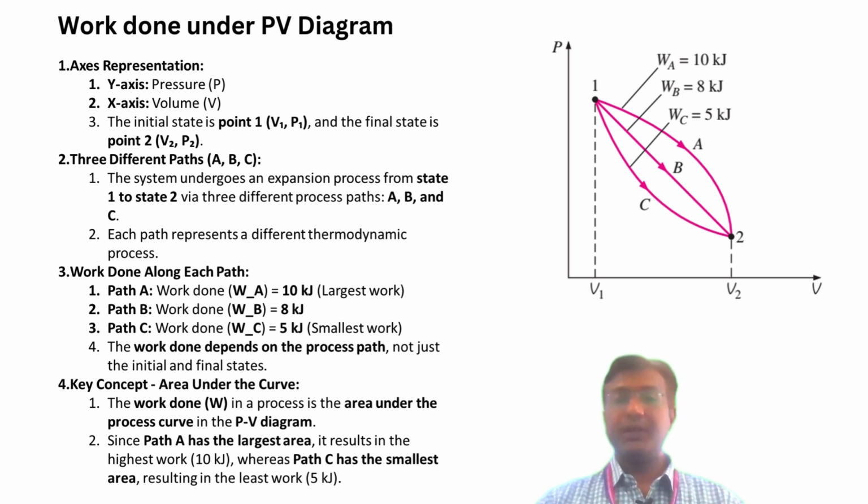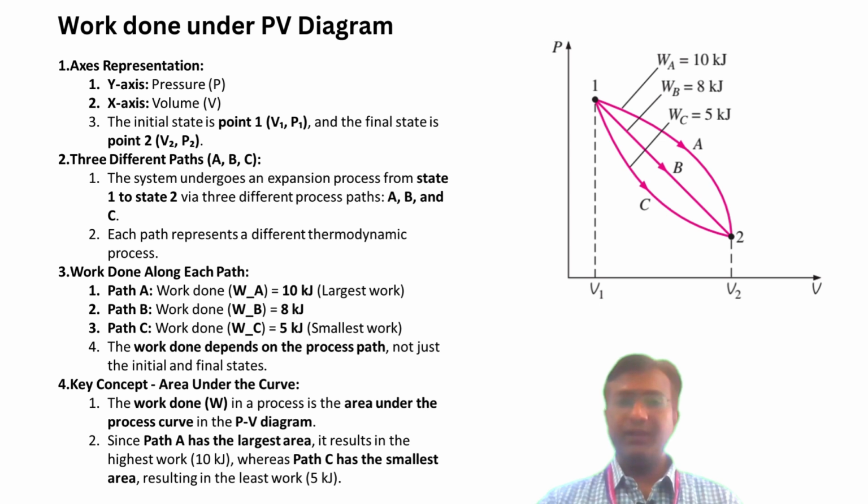Now we will see the work done for different process paths. As we have seen in the previous sessions, there are different processes such as the isobaric process in which pressure remains constant, the isothermal process in which temperature remains constant, the isochoric process in which volume is constant, and the adiabatic process in which there is no heat transfer. So these are the different process paths, or the special conditions, in thermodynamics.